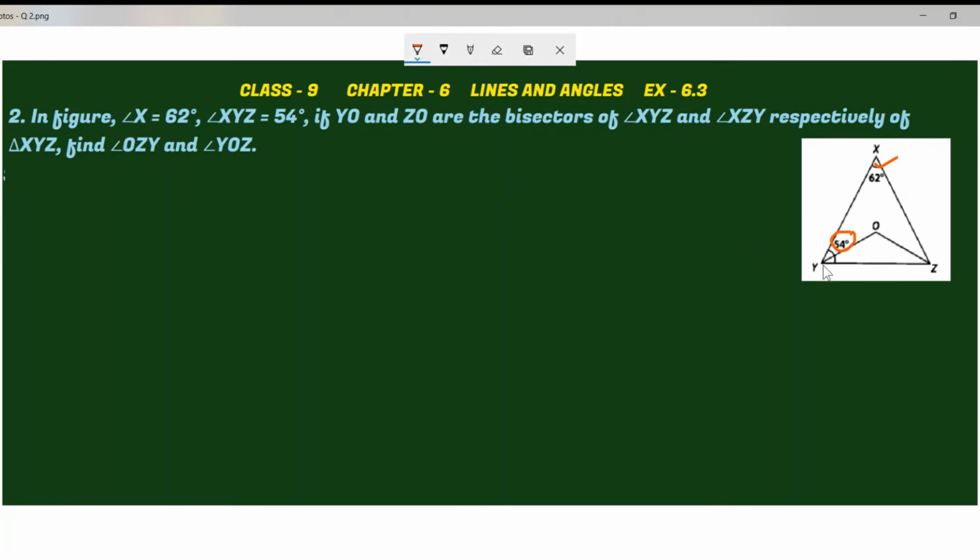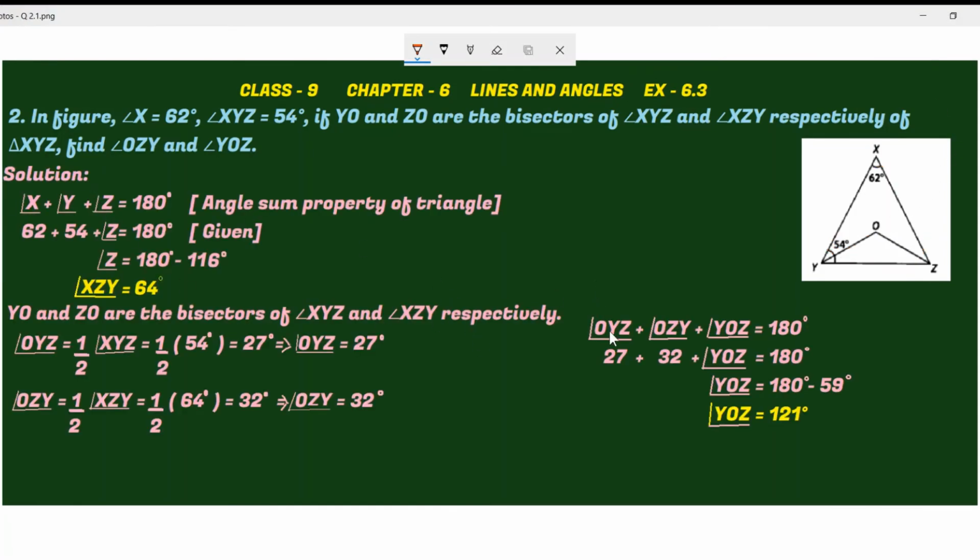And one more thing they have told: OY and OZ are the bisectors. OY is the bisector of angle XYZ and OZ is the bisector of angle XZY. That means these two angles are equal. This line bisects the angles, which means these two angles are equal, and here also these two angles are equal. We have to find angle XYZ, this whole angle, and angle YOZ. Let's find out.